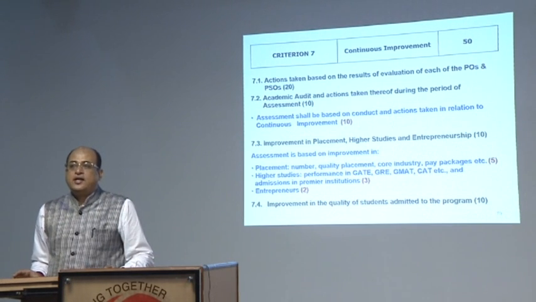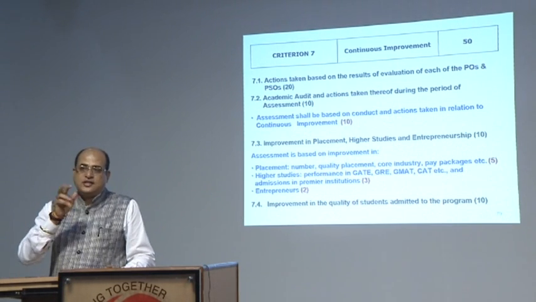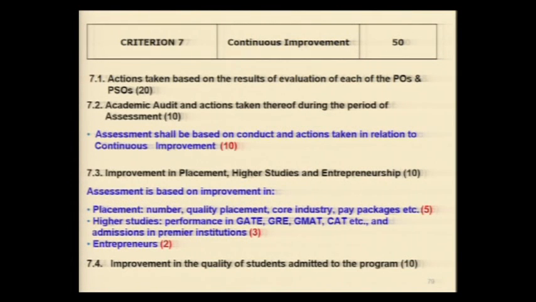Entrepreneurship again. Then this is the 7.4. As I said, 2 student intake has been sought. One we have seen as a part of enrollment ratio in terms of number of students admitted in the program in 3 years. This talks about the quality of students. So a program needs to demonstrate based on the admission mechanism.